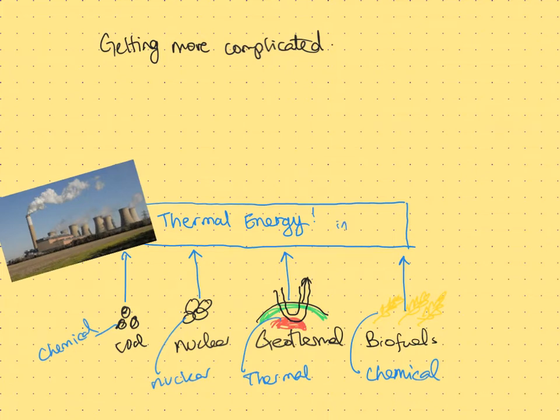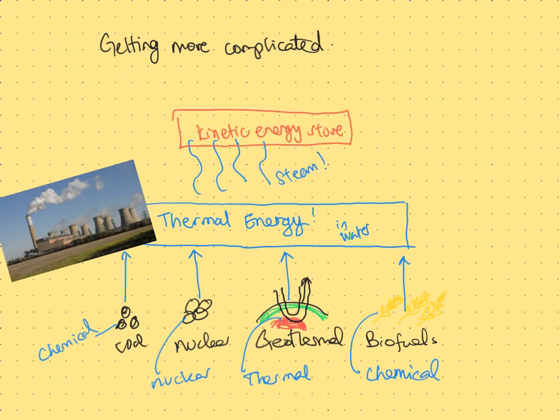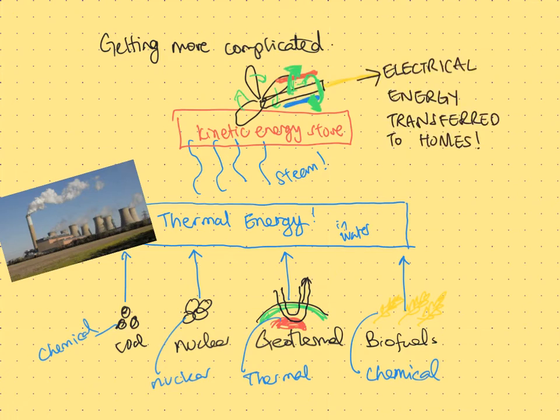The thermal energy is absorbed by water. The water will boil and become steam. The steam rises, and so that thermal energy is transferred into kinetic energy. The rising steam is then used to push round in that circular motion a turbine within the generator. And from there, it's exactly the same as the energy resources we looked at earlier.